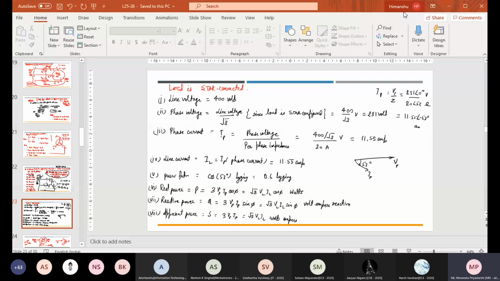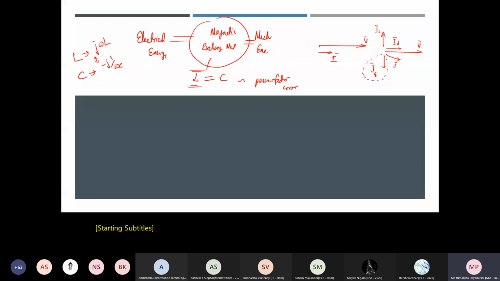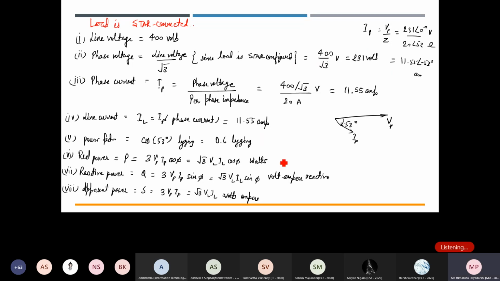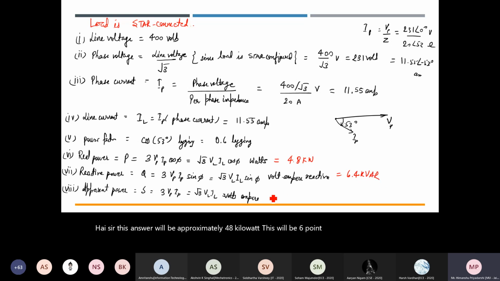So the correct answer is, as most of you got it correctly, for real power it will be nearly 4800 watts or 4.8 kilowatt. Reactive power will be nearly 6400 volt ampere reactive or 6.4 kVAR, the short form which is generally used, and apparent power is 8000 volt amperes, VA. Okay, so let me write it down. So this answer will be approximately 4.8 kilowatt, this will be 6.4 kVAR and this will be 8 kVA.